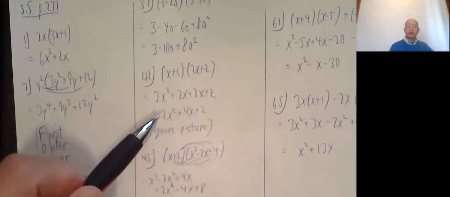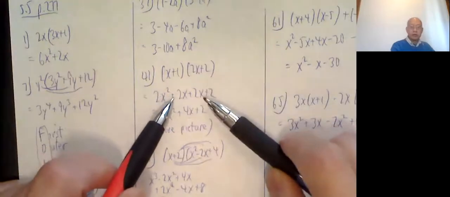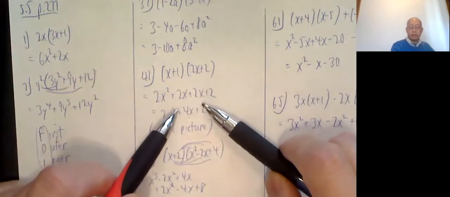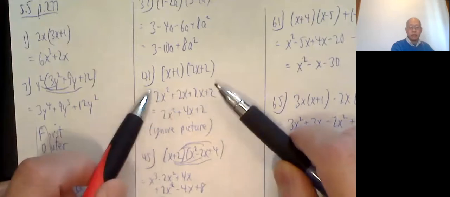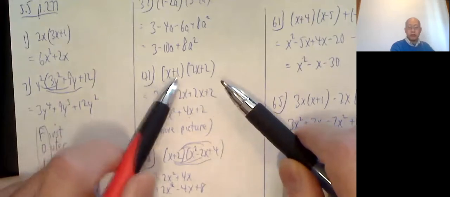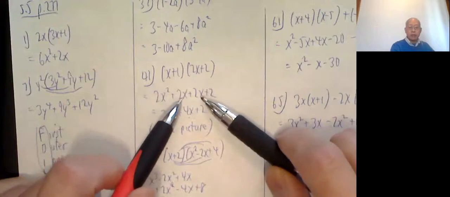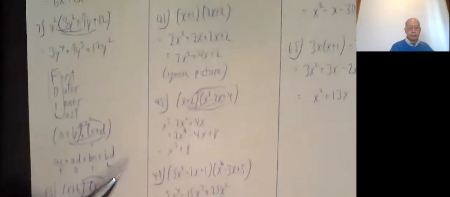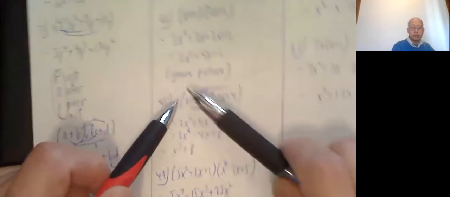Okay. Side note that will be useful later. You may notice that quite often the two middle terms, the outer and the inner, end up combining. We'll need that concept when we go backwards later, something called factoring. But it's useful to notice when you do the FOIL, first, outer, inner, last, quite often, not always, but quite often the outer and the inner combine. Okay, problem 45, we don't call it FOIL anymore. It's a binomial times a trinomial.